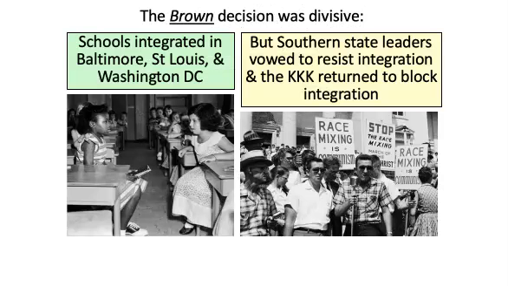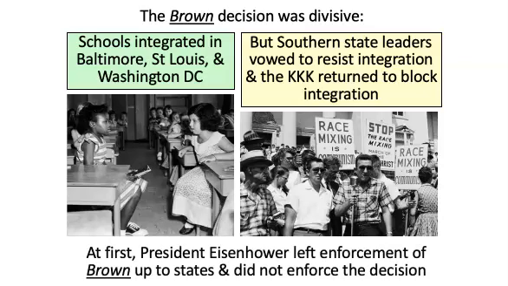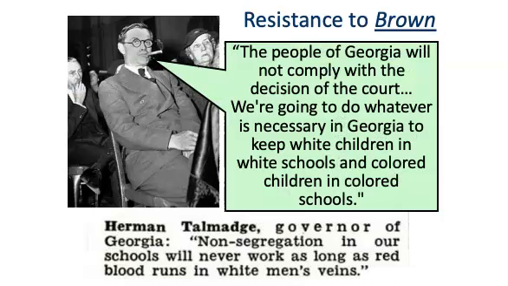Now, the Brown decision, though, was divisive throughout the country. Schools integrated immediately in places like Baltimore, St. Louis, Washington, D.C. But Southern leaders vowed to resist integration, and the KKK returned to power in many areas to block integration. Now, at first, Eisenhower had left enforcement of the Brown decision up to the states and didn't enforce the decision directly. Now, in Georgia, we see resistance to Brown through our wonderful, that's air quotes, Governor Herman Talmadge. For instance, he said the people of Georgia will not comply with the decision of the court.